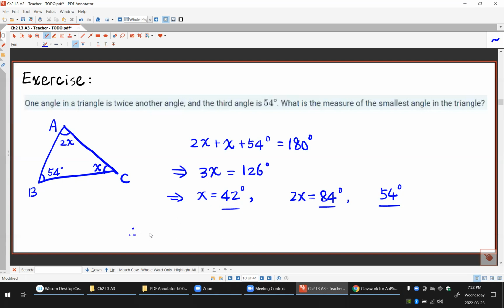So the conclusion is the smallest angle in this triangle is 42 degrees. Okay. Any questions? No. Okay, then let's see the next one.